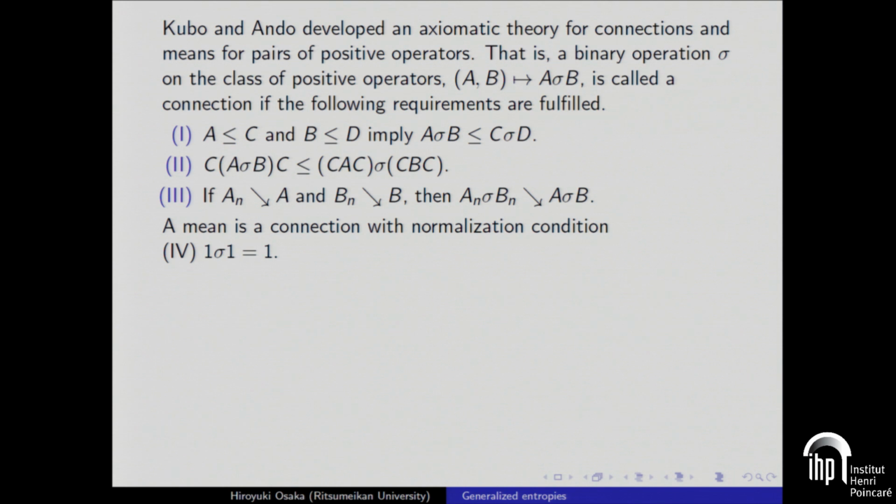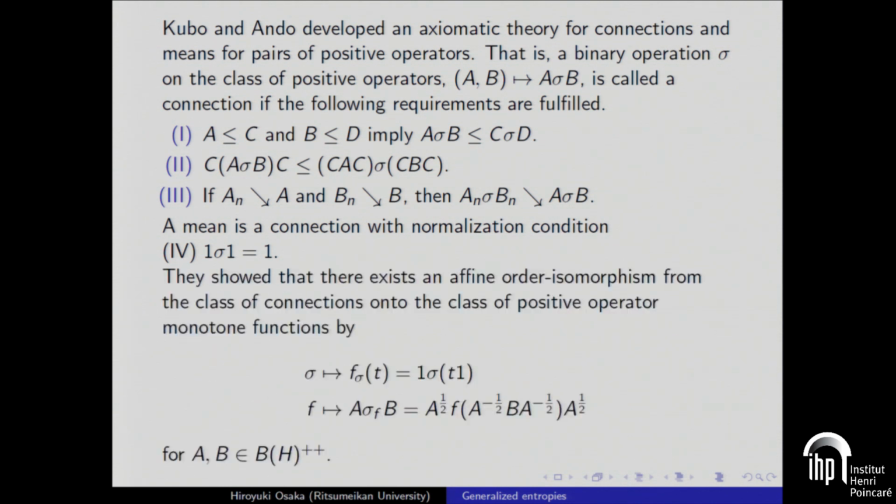Okay, this is the definition of a connection, but an operator mean is just a connection that also satisfies the condition 1 sigma 1 equals 1. In this case sigma is called an operator mean. The important thing is that there is a correspondence between operator monotone functions and operator means. The correspondence is very easy. Given an operator connection, you can easily construct an operator monotone function: f_sigma(t) equals 1 sigma t. Conversely, if an operator monotone function f is given, then you can construct the operator connection like this.